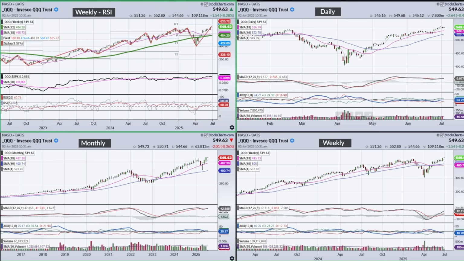All right, we're going to start out with the QQQ and the IWM, and then I want to go through a whole host of symbols. I had a decent amount of requests this week, plus I did want to go through a number of symbols.